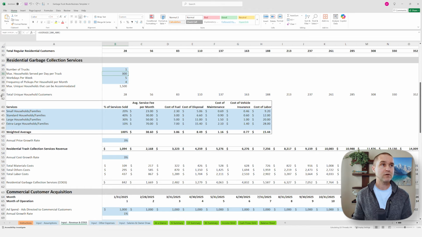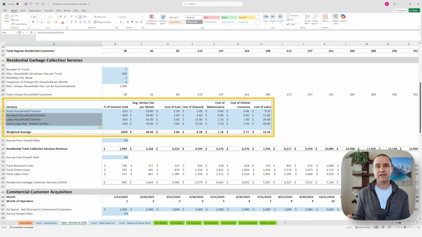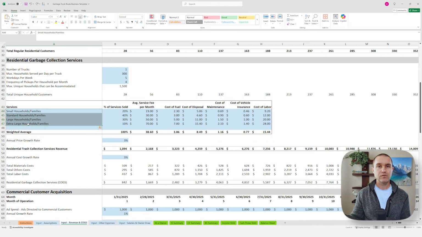From there, row 41, you've got this total number of unique households or customers. And then we can break down the types. So you could simplify this and say every residential customer pays the same price. If you did have different pricing based on maybe do they have 1 trash can? Do they have 2 trash cans? Like how much are you picking up? So you could have small households, standard, large, or extra large households, right? With different price points. And then you can set the percentage of your services. So you're saying 20% of our customers here are small households paying $23 a month.